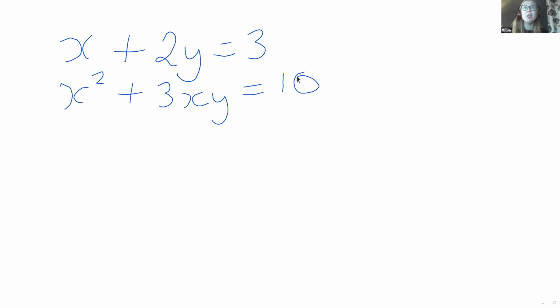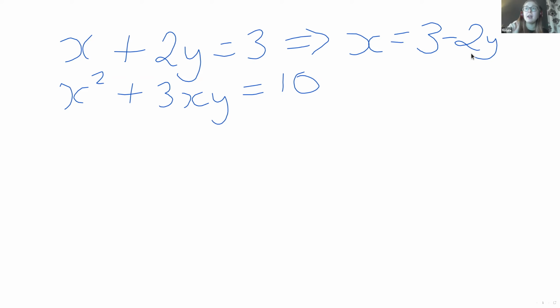Now, for substitution, you need to rearrange the first equation, the top one, the linear one, to make x or y the subject, and then substitute it into the second one. It doesn't matter whether you pick to make x or y the subject. I always choose the one that doesn't have anything times by it, if that's an option, because then I don't end up with fractions and dividing and all that kind of stuff. So I'm going to rearrange this first equation to be x is equal to 3 minus 2y. I am then going to substitute that into the second equation.